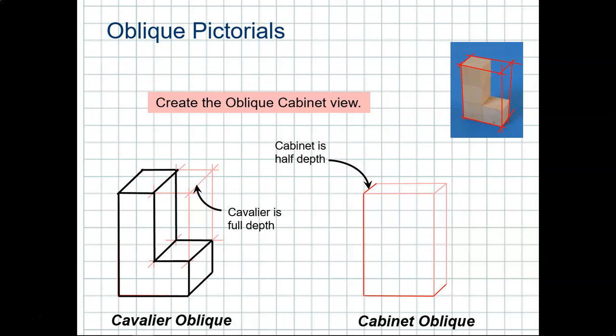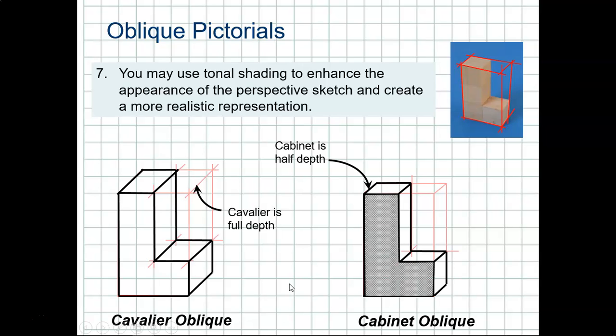So that's a Cavalier, and cabinet will be the same thing, only all the depths will be half. But notice that the front face is the same for both. Tonal shading is used to help darken things, and that's pretty much it for your intro to oblique drawings.